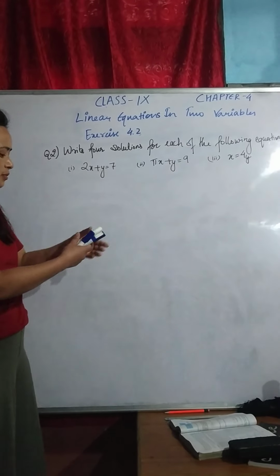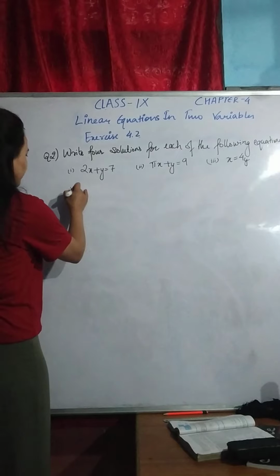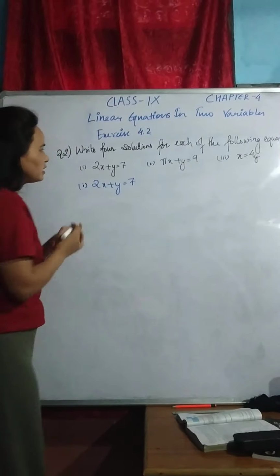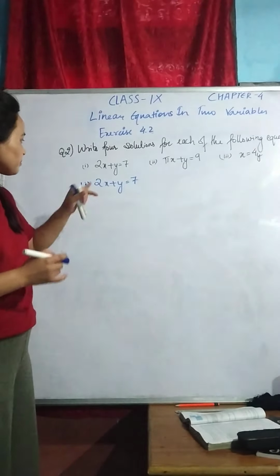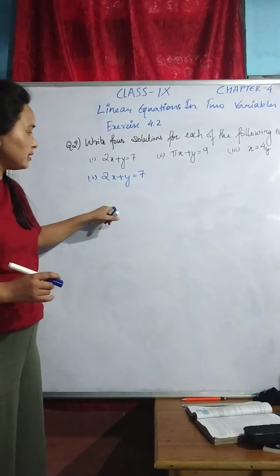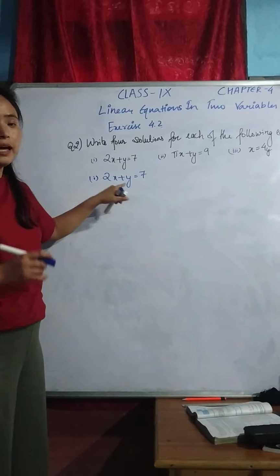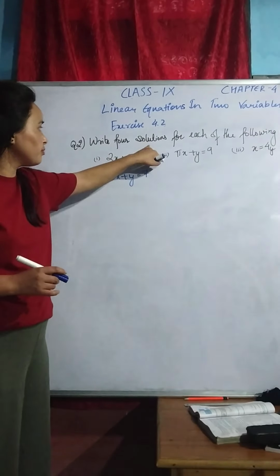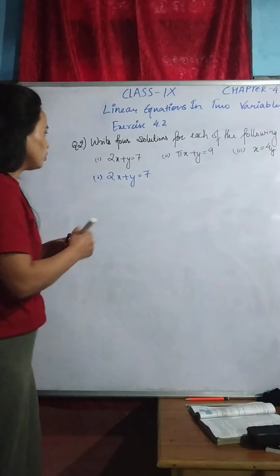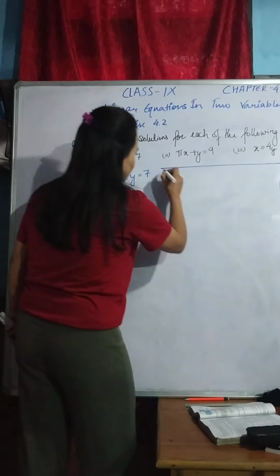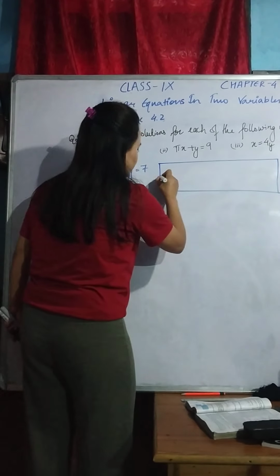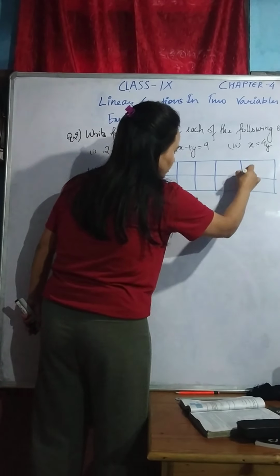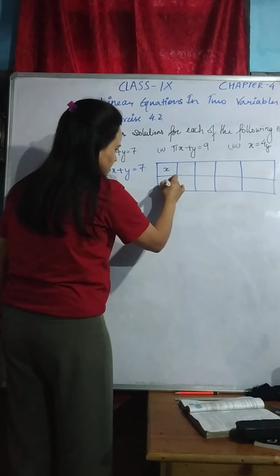And in the first linear equation, 2x plus y is equal to 7. So in this linear equation there are 2 variables, x and y. We have to find the values of these 2 variables, and the values of these 2 variables are called solutions, and we have to find 4 solutions. So let me make a table here so that it would be easier for us to write down the values of x and y, x, y.